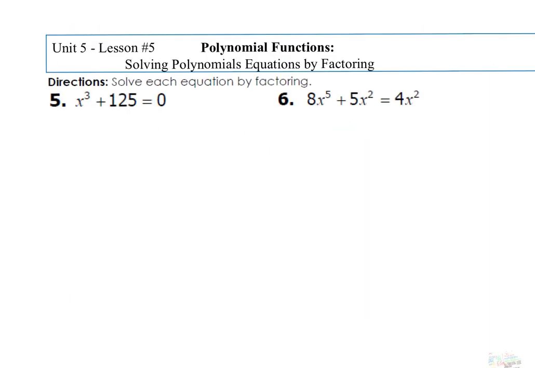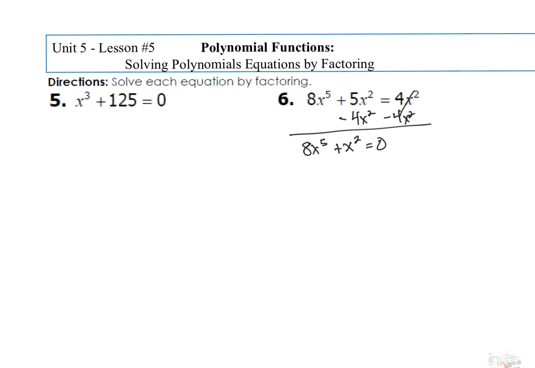Okay, I'm going to skip over number 5 and go to number 6 for our next example. We have 8x to the 5th plus 5x squared equals 4x squared. So remember, our step 1 is to get the equation set equal to 0, so we need to subtract 4x squared to the left side, giving us 8x to the 5th plus, 5 minus 4 is a 1, x squared, and now it's equal to 0.